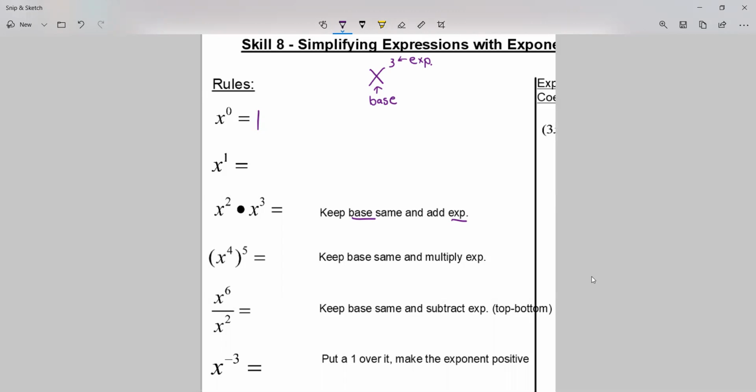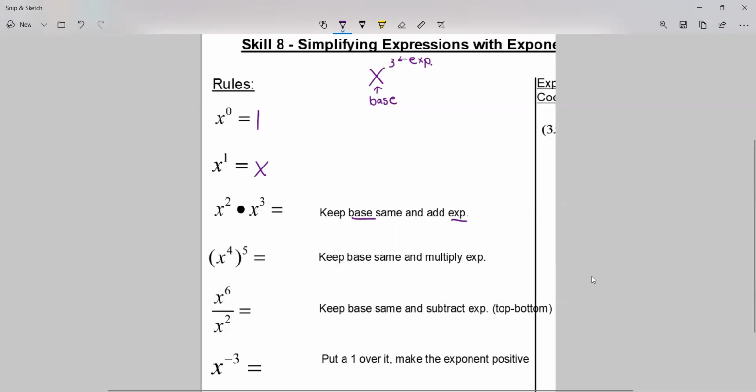We learned that in Foundations. Anything to the 1st power is just itself. This is saying there's 1x. It's the same as just writing x. So the important part to that is anytime you have an expression and there is a variable without an exponent, you can put a 1 there if you need to in order to do the math. So that's actually an important note backwards, that x by itself is actually x to the 1st power.